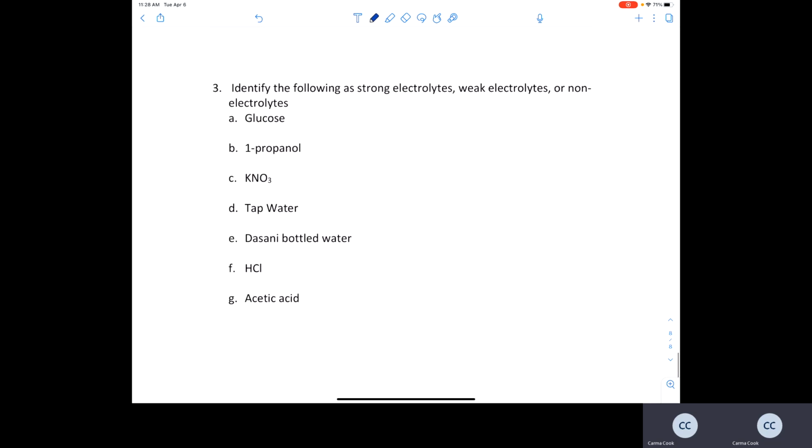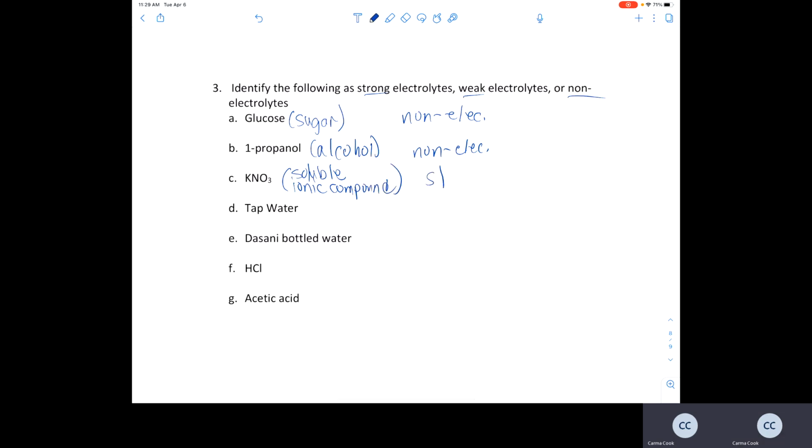And the last question, identify the following as either a strong electrolyte, weak electrolyte, or a non-electrolyte. Glucose is a sugar. 1-propanol is an alcohol. These are both non-electrolytes. KNO3 is soluble, all nitrates are soluble. So it's a soluble ionic compound. So that means it's a strong electrolyte.